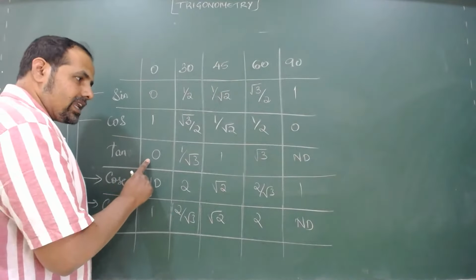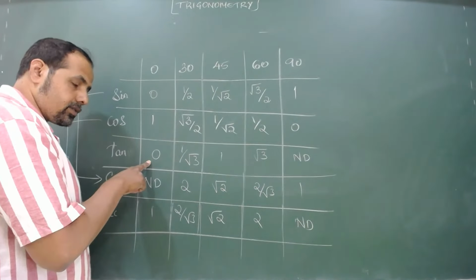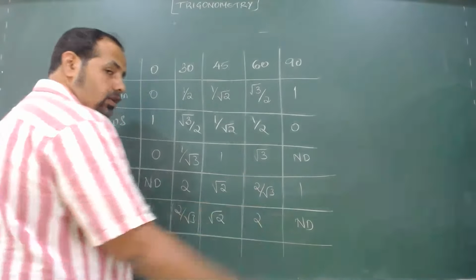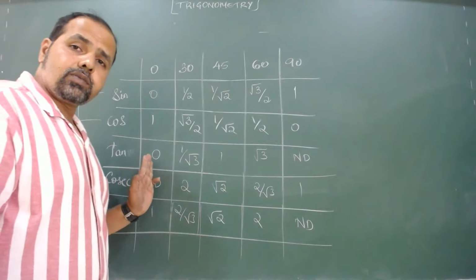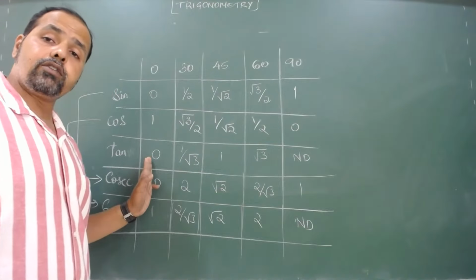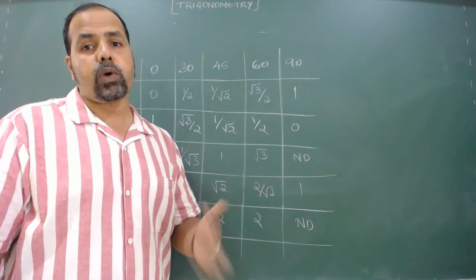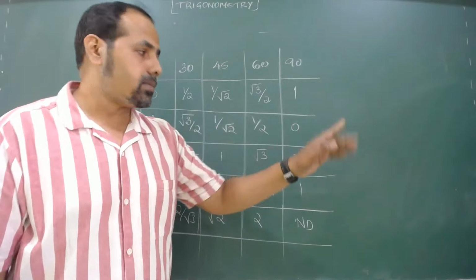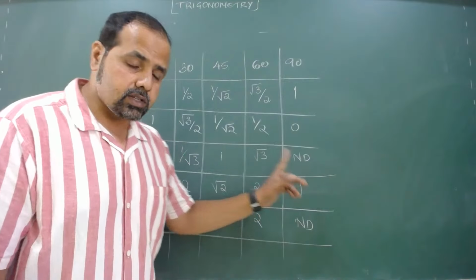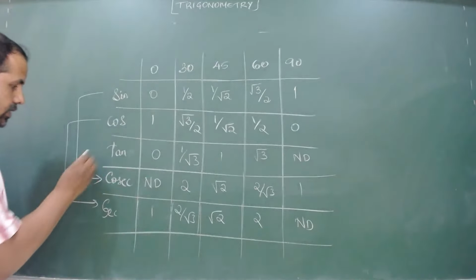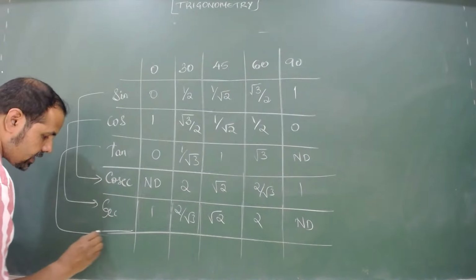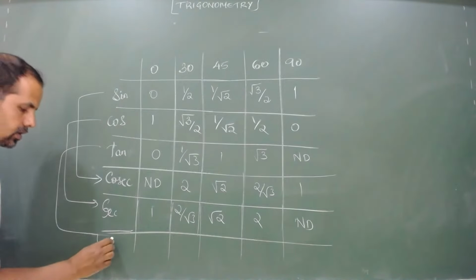Whereas for tan, the value gradually increases. From 0 it goes on to not defined. The smallest value of tan is 0. The biggest value of tan is not defined. It can be 1 lakh, it can be 10 crore, it can be any number, which is not specific, it is not defined. Now the last one, let me write, that is cot.